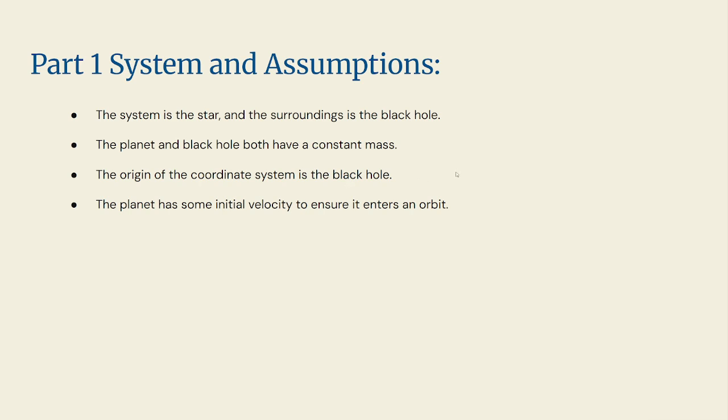So for part 1 of the lab, we can make some assumptions about the system. First is that the system is the star and the surroundings are the black hole. The planet and black hole both have a constant mass, and the origin of the coordinate system is the black hole. The planet also has some initial velocity to ensure that it enters an orbit around the black hole instead of just falling inwards.